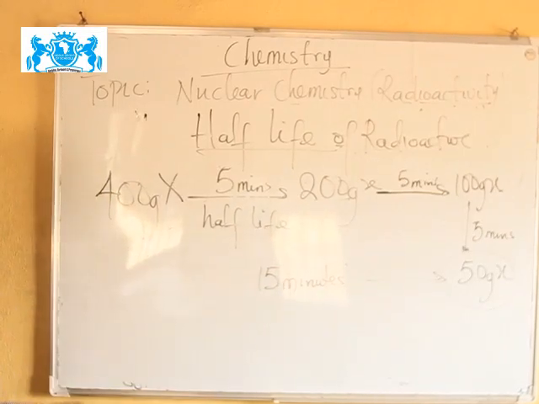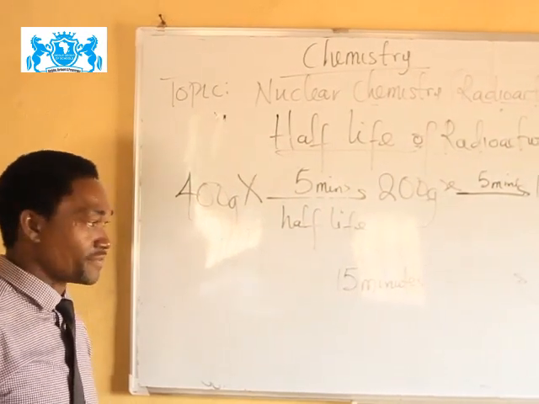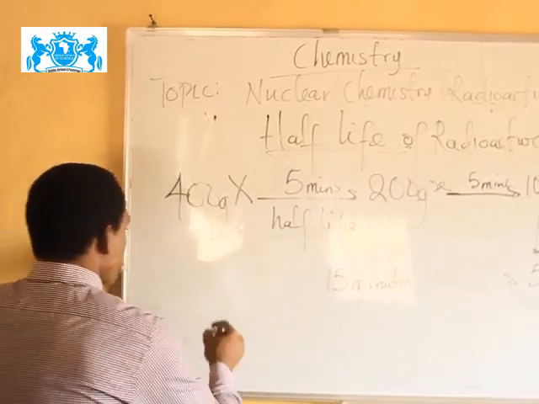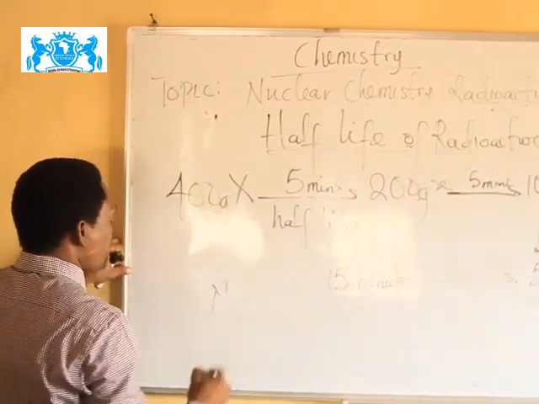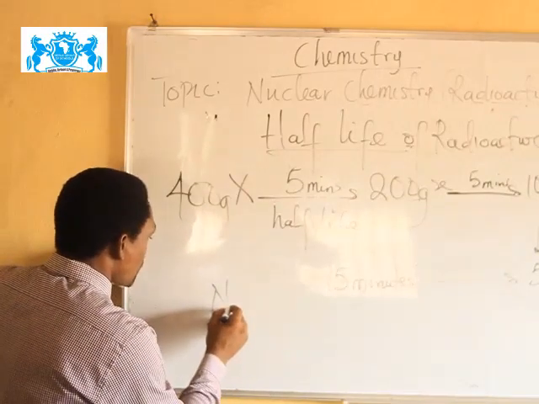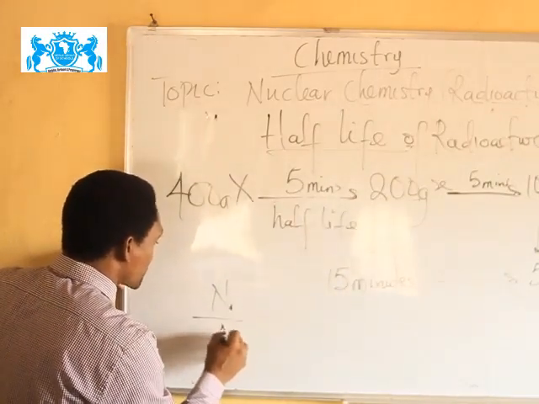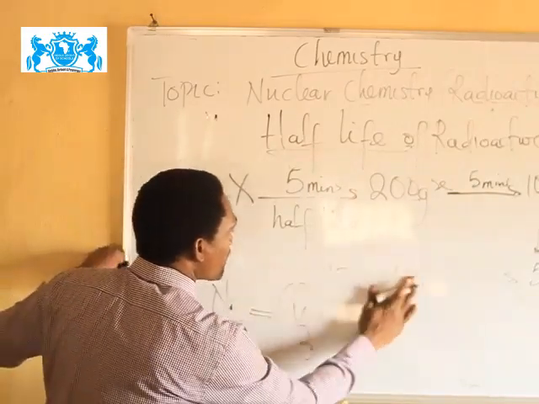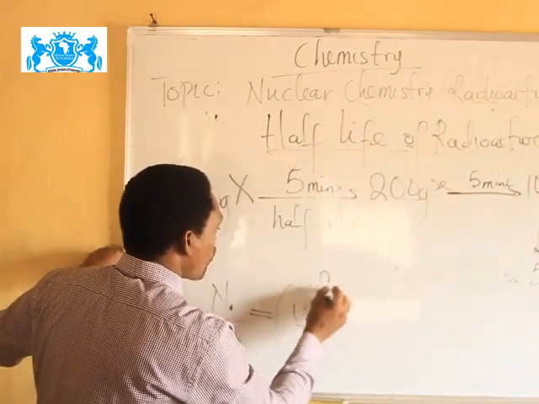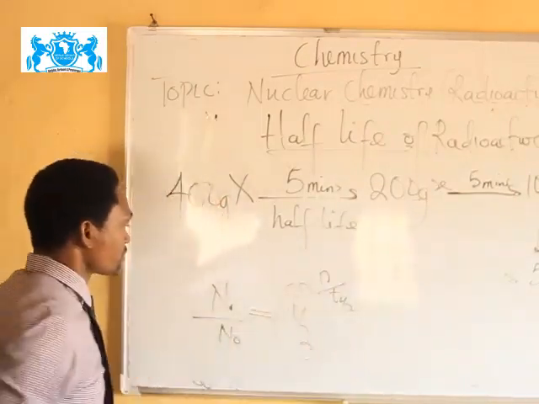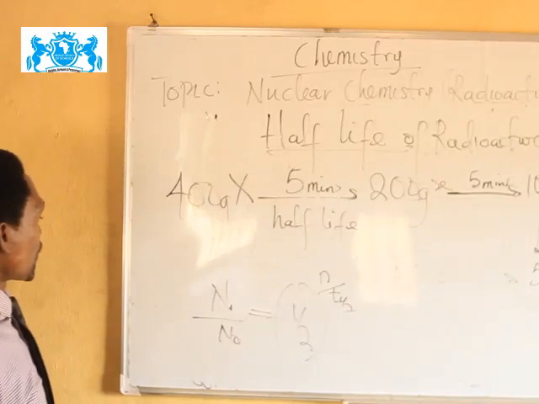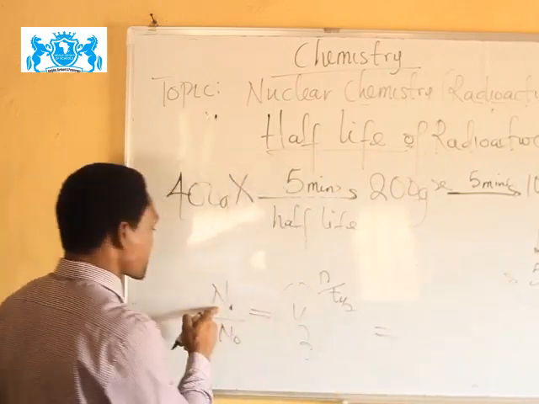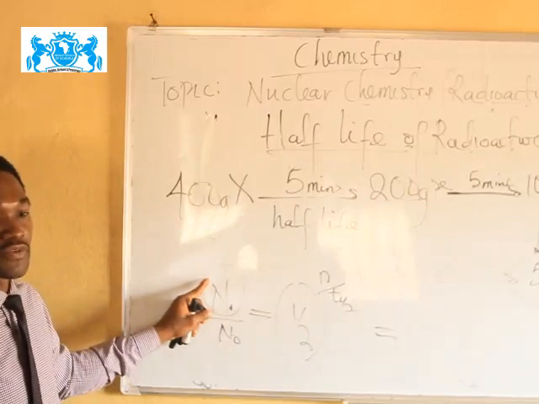That follows the first principle in calculating the half-life. There are other ways that this can be calculated using the formula. The new mass over the original mass is equal to 1 over 2 raised to the power of the total time over its half-life. Now, if the original mass was 400, you substitute 400. The new mass is what you are looking for.